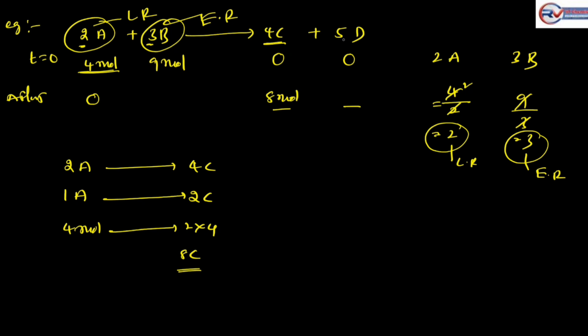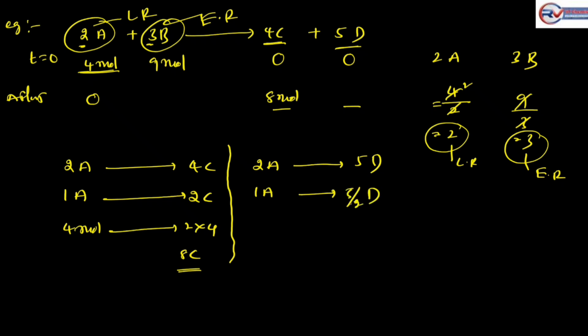How many moles of D are formed? Let's take D. 2A reactant gives 5D. I am taking 1 mole of A. How many moles of D?